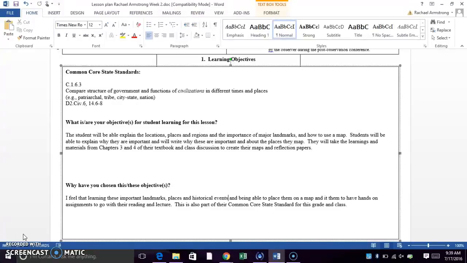Why have I chosen these objectives? I feel that learning these important landmarks, places, and historical events and being able to place them on a map, and then having these hands-on assignments, is going to go hand in hand with their literature and social studies assignments. So they're going to write their paper and create their maps and have a hands-on assignment as well as the in-class lecture and readings. And this is also a part of their Common Core standard for this grade in class.